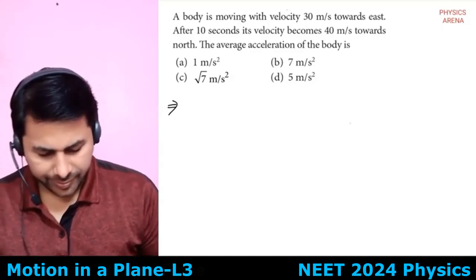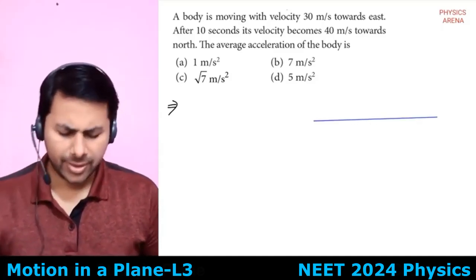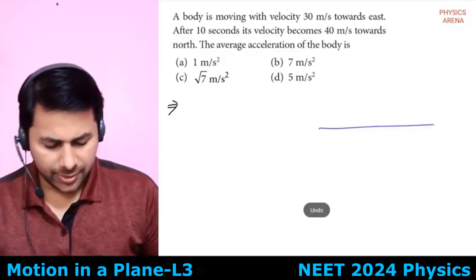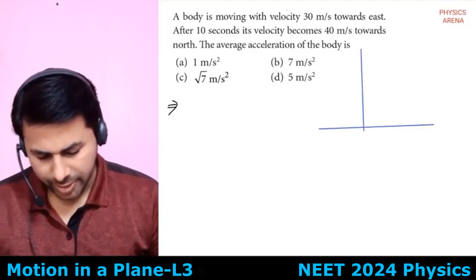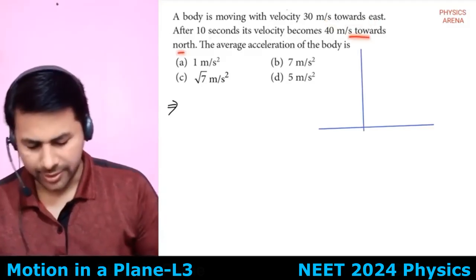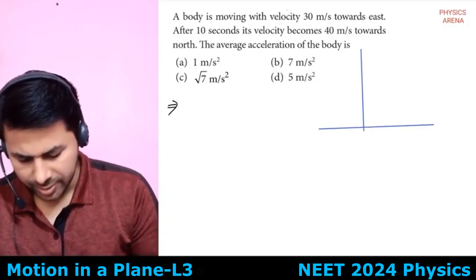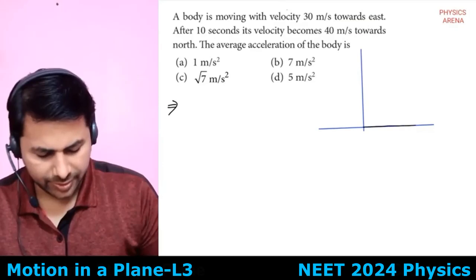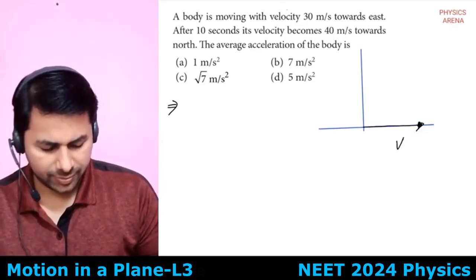This is simple. Body is moving. Not relative velocity really. Let me explain. So body is moving towards east and then it becomes towards north, right? So this is how much? 30 meters per second. So you can say this is the initial velocity.